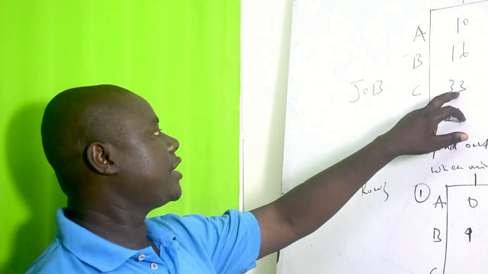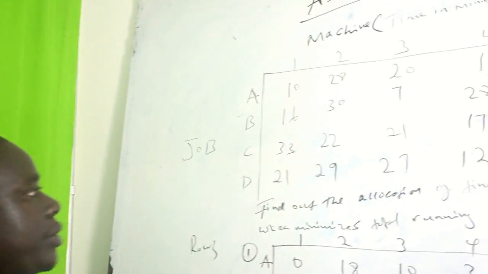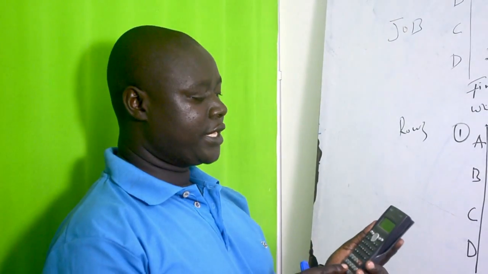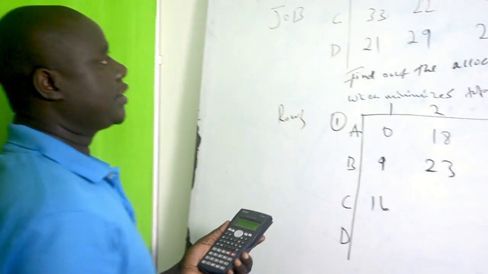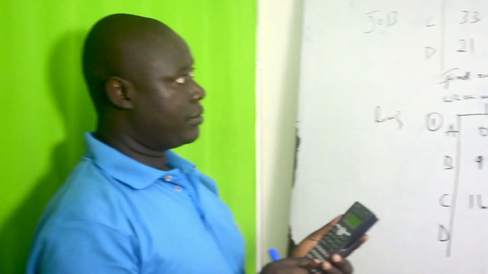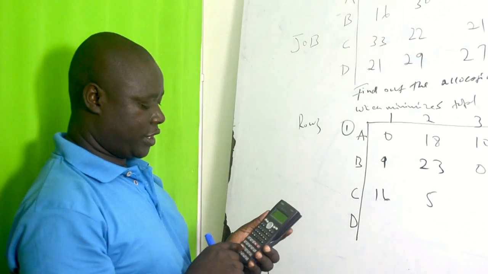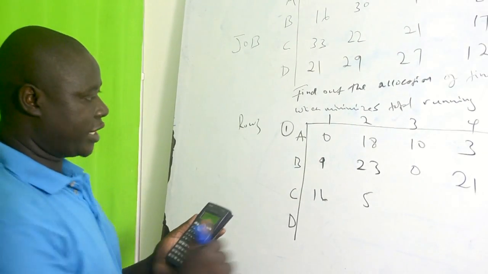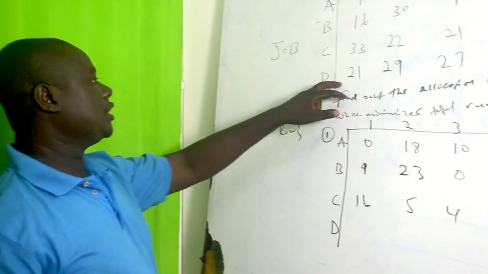We come to line 3. The minimum time here is 17. So we're going to subtract 17 from all numbers. 33 minus 17, we are going to get 16. 22 minus 17, we are going to get 5. 21 minus 17, we are going to get 4. Then this 0.